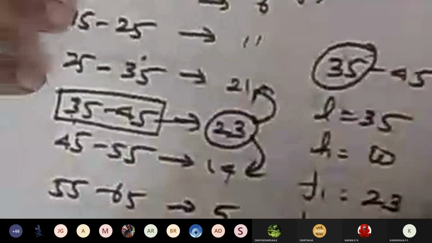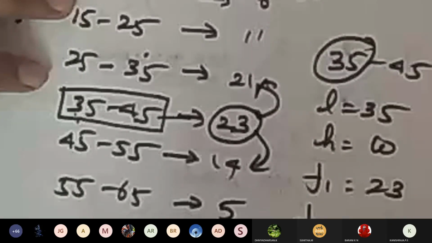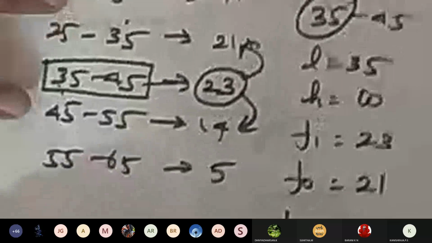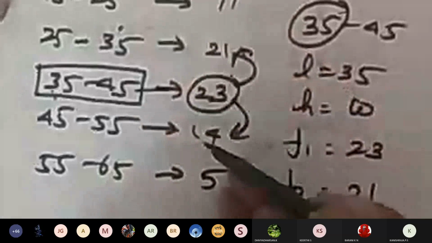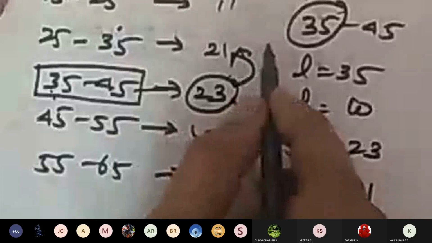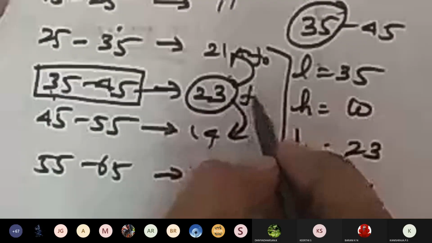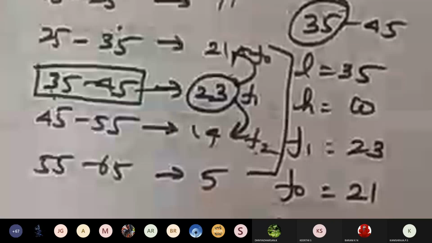See, easily: 0, 1, 2. How will you write it in order? These are all frequencies, right? 6, 11, 21, 23, 14, 5. We are going to talk about these three frequencies alone. So the first one is F0, then F1, F2. The order is 0, 1, 2. That's it.